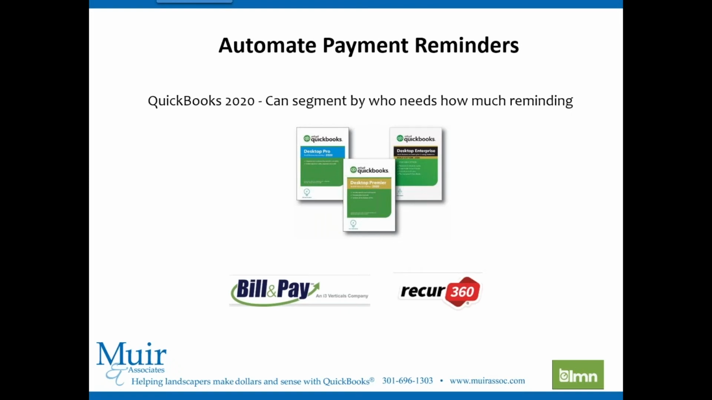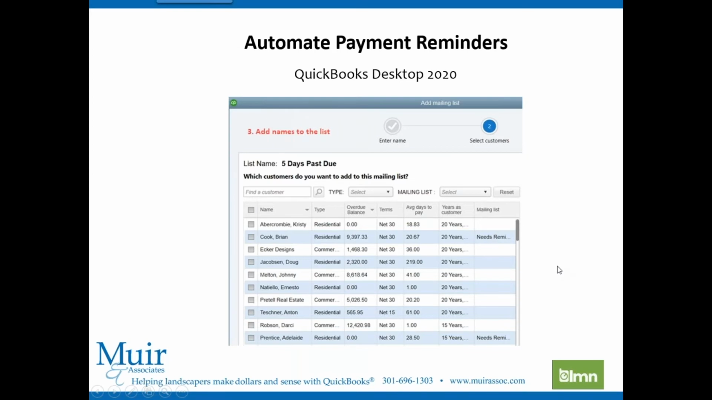If you happen to be in 2017 and you're upgrading to 2020, then you'll be able to take advantage of this feature. If you are in, say, 18 or 19 and you don't want to bump up to 2020, then there's actually two add-on products, Bill and Pay and Recur 360, that also have automatic payment reminders. I think for most of you, Bill and Pay might be a better fit, and that's actually one that I use, but I'm happy to talk to you later if you're interested in that.